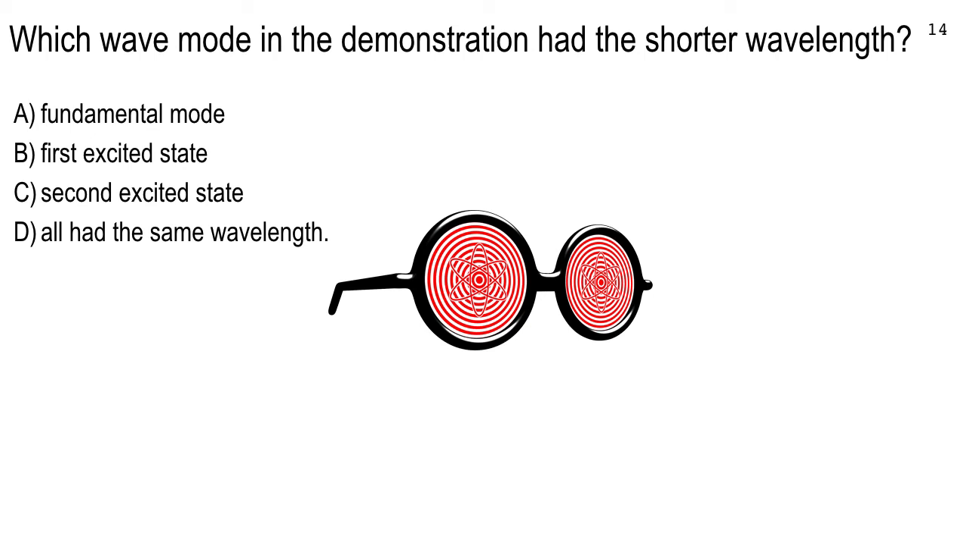Okay, 15 seconds. 10, 9, 8, 7, 6, 5, 4, 3, 2, 1, 0. Okay, good. Correct: second excited state. And let's think about this for a second. So make some notes. This question is like part of your notes.